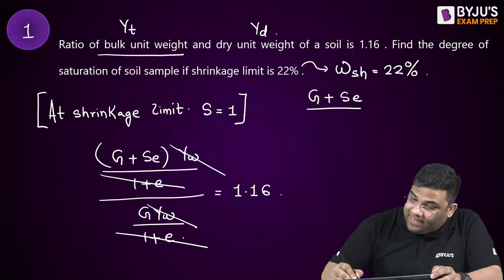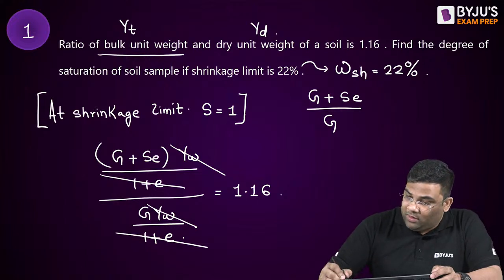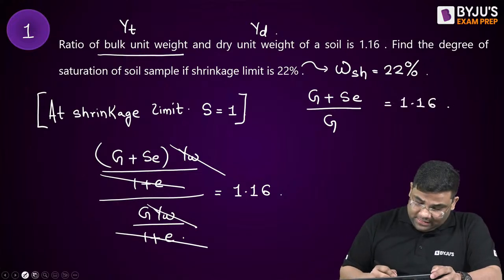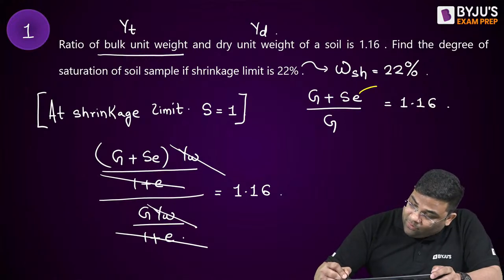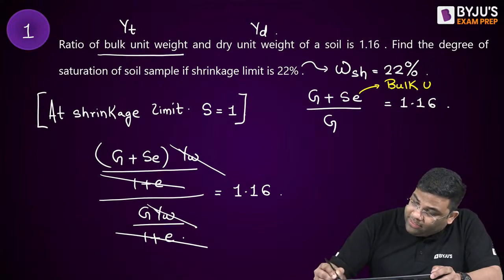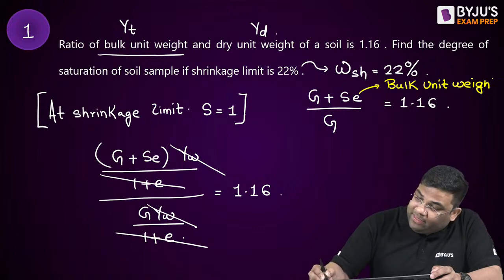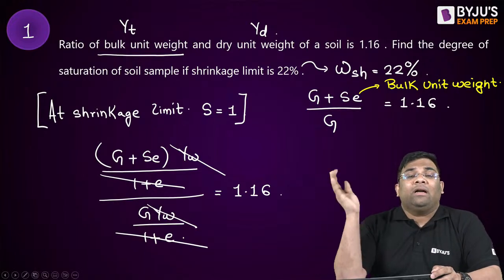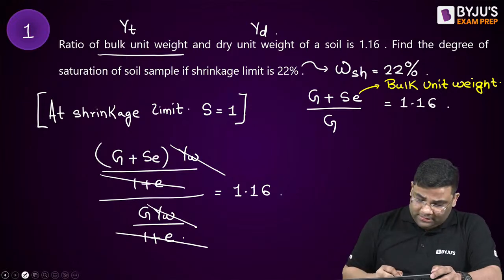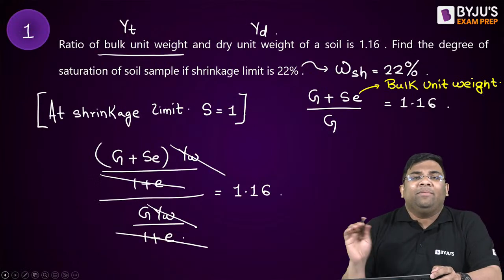G plus SE by G is equal to what? Is equal to 1.16. Yes? Now this E is for what? It is for your bulk unit weight. Right? It is for bulk unit weight. Now the E will remain same when it becomes what? Fully saturated also. Yes? The E will remain same when it becomes what?